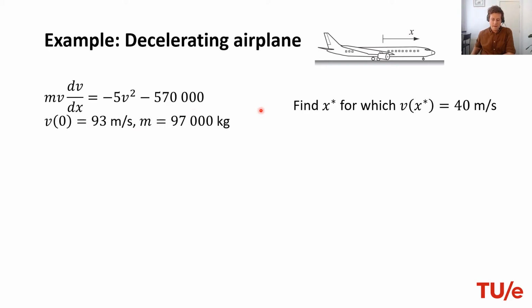And the question is, we want to find the position for which the velocity at that position is equal to 40 meters per second. So what we want to do is solve this ordinary differential equation for v, which is a function of x, and then we want to find x such that v at that x is only 40 meters per second. That's what we try to do.